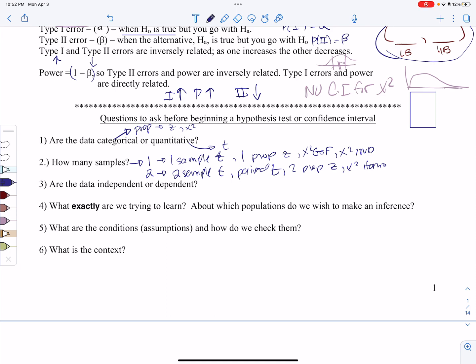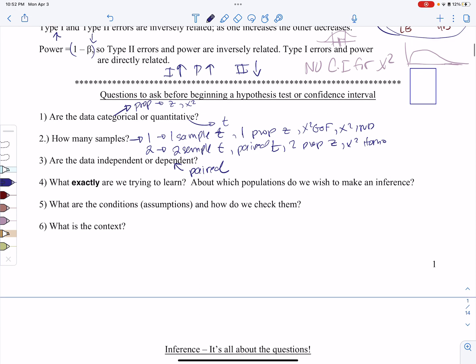Are the data independent or dependent? If it's dependent, we have paired. We've got a paired test. All right? We want our things in our RILT to be independent, but sometimes they won't. What exactly are we trying to learn about, which populations are we trying to make an inference about? So that's really important to make sure you read those to see if it has one population or two, right?